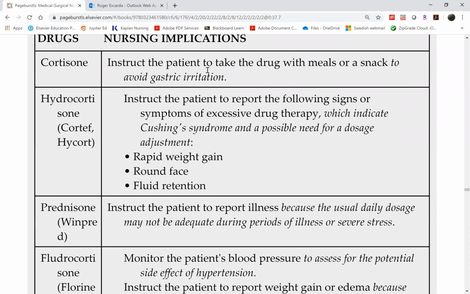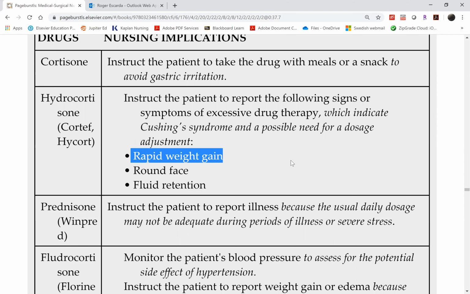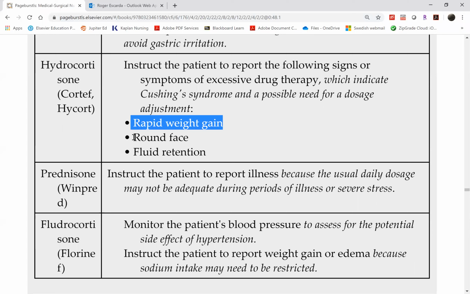Any steroid you should take with meals, right? Also, any steroids, remember these are taken forever because there's no cure for Addison's disease. So you tend to have the opposite effect, meaning you may end up getting too much of the hormone, resulting in Cushing syndrome. Steroids cause water retention, so you have rapid weight gain, and on top of that, it also causes hyperglycemia.